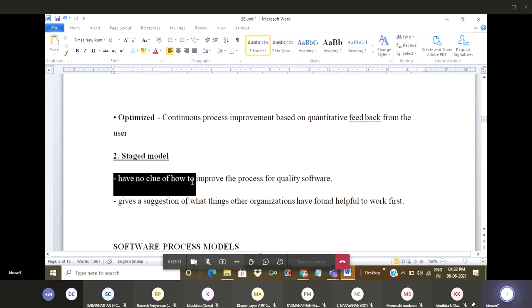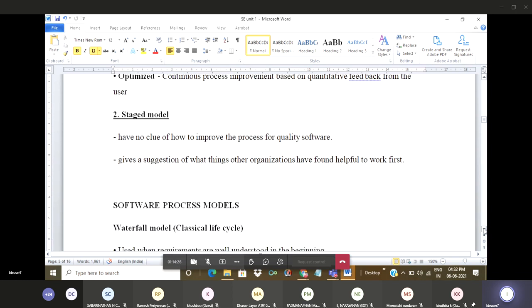The second model is the staged model. Here, there is no clue how to improve the process of quality. In the first model, the continuous model, there may be goals and objectives, but in the staged model, there is no clue how to improve the process of quality software. Then we have to look at what things other organizations have found helpful to work first. If there is no quality, we have to look at other organizations to improve our quality. These concepts come under the staged model.